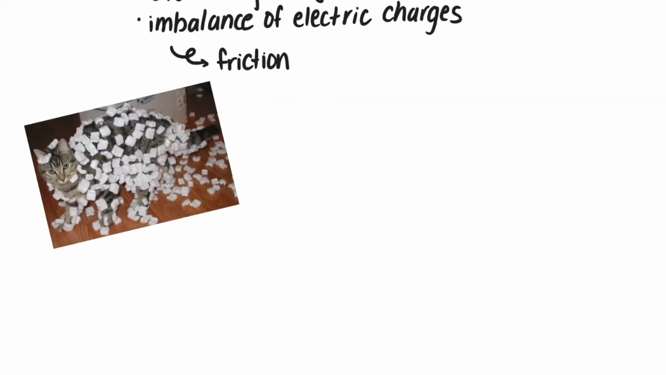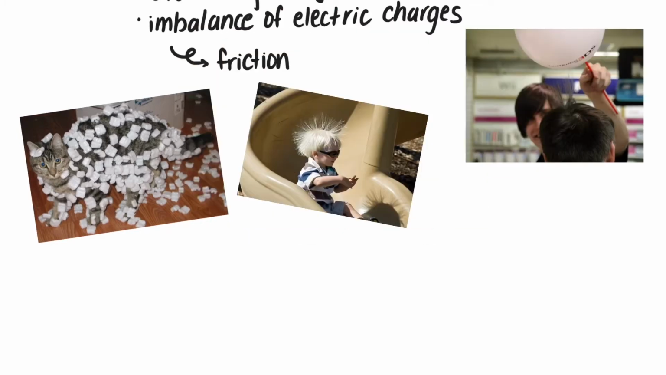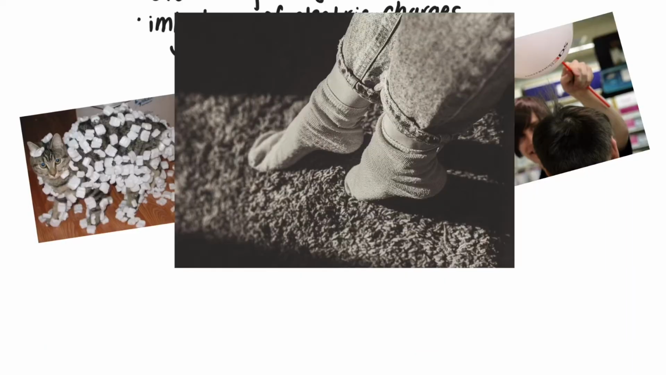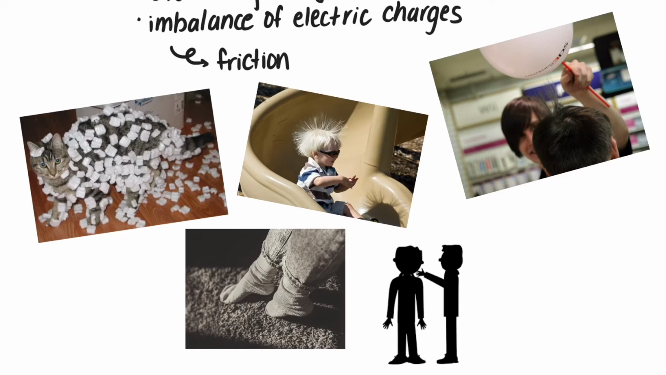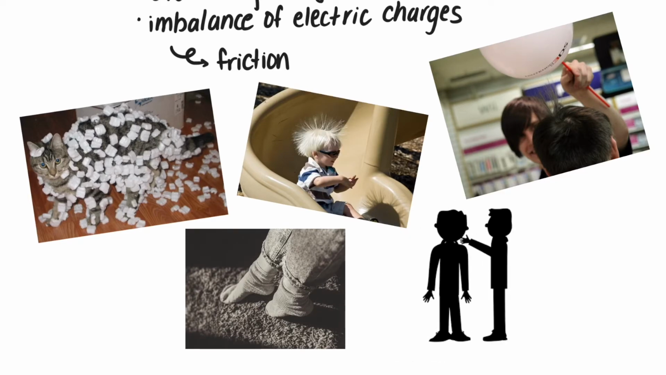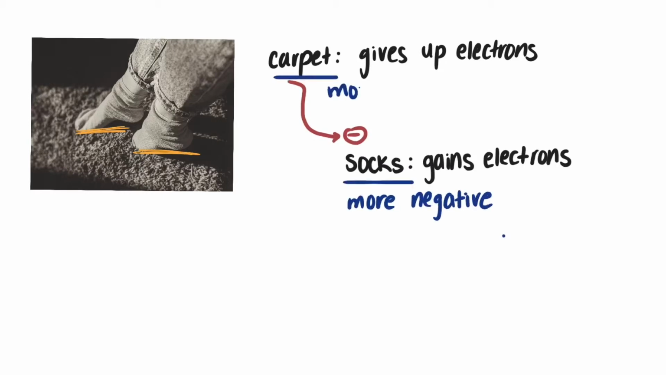So what does it look like? Have you ever gone down the slide and your hair sticks to it, or your hair sticks to a balloon, or when you rub your feet on the carpet you can shock one of your friends? All of this is known as static electricity. When 2 objects are rubbed together, one of the objects gives up electrons and the other one gains the electrons. This means that one of them is now more positively charged while the other is more negatively charged.